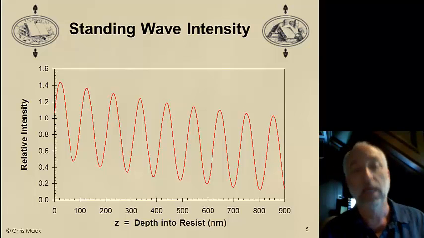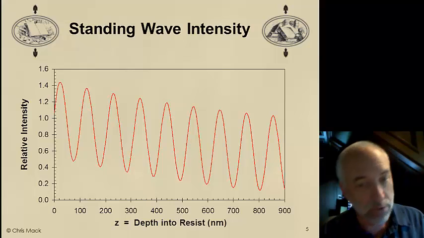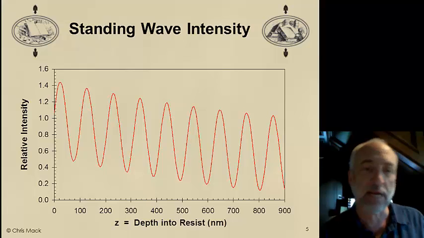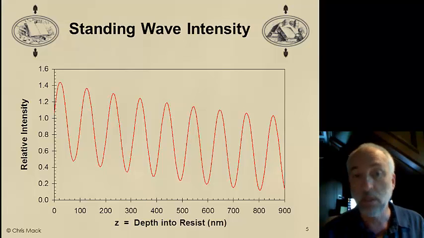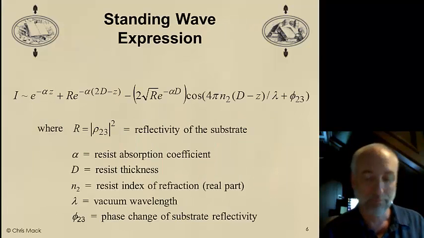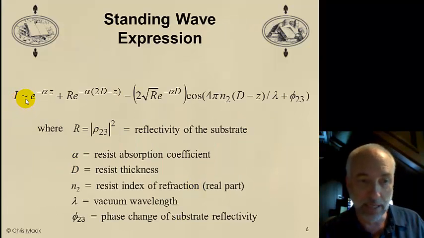We're not going to have time to go through the derivations at all. They are in my lithography textbook, Fundamental Principles of Optical Lithography, if anyone is interested. But here's the answer. The intensity, I leave out a proportionality constant, but the intensity is proportional to this quantity.